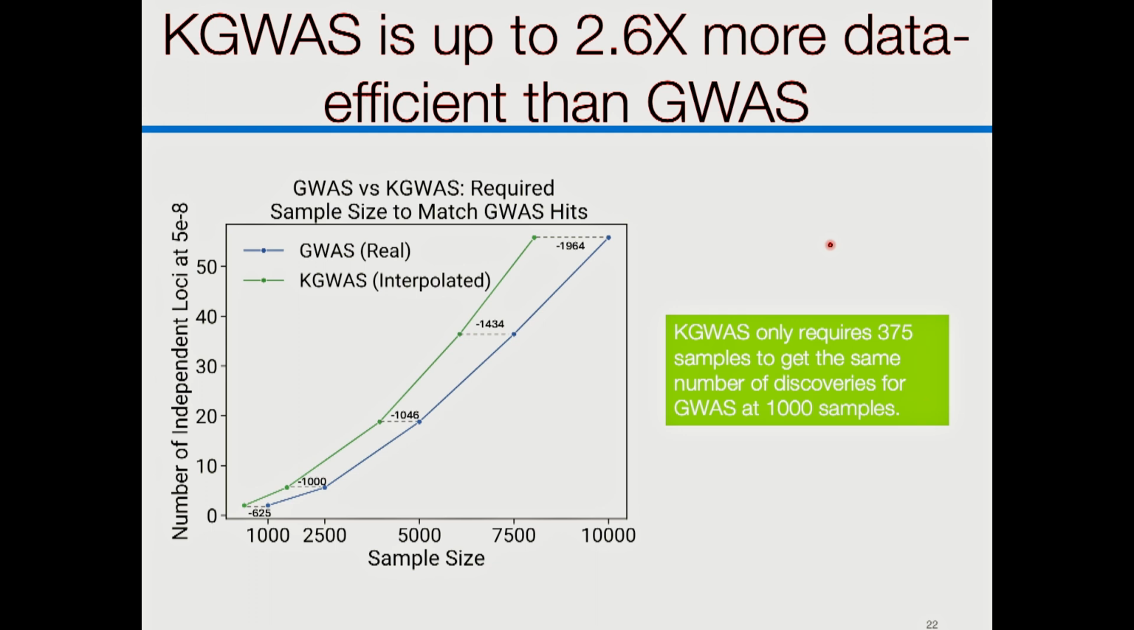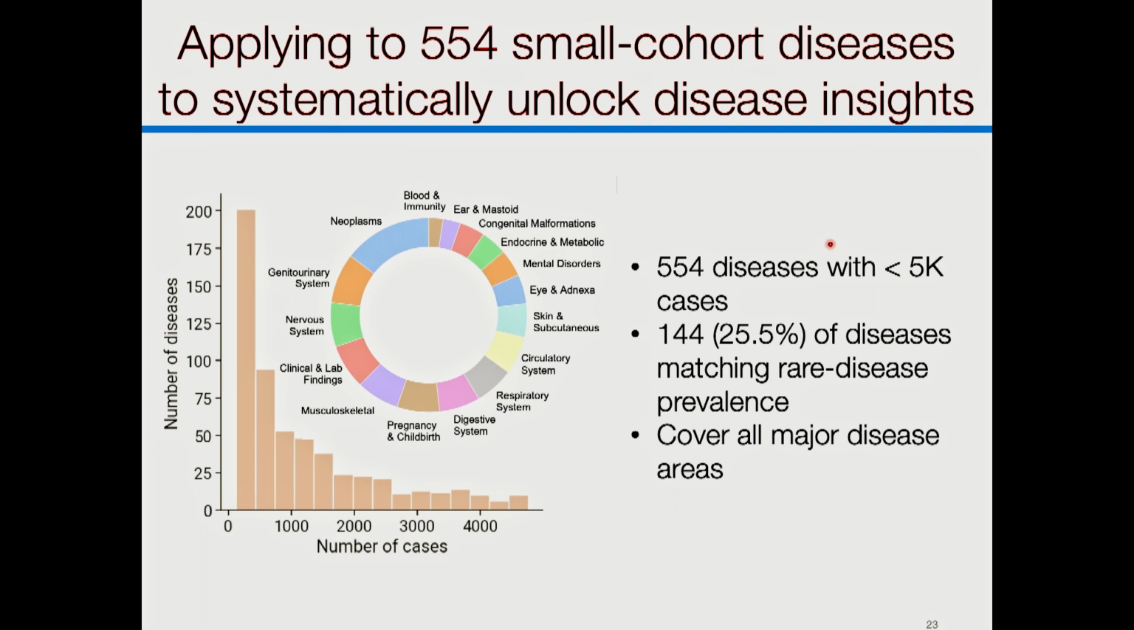So this means that for geneticists, you don't need to recruit such a large number of samples. You only need to recruit 2.6 times less sample size. So this really facilitates the discovery process. So now we've established that our KGWAS method is rigorous and can have lots of power improvement in these systematic evaluations.